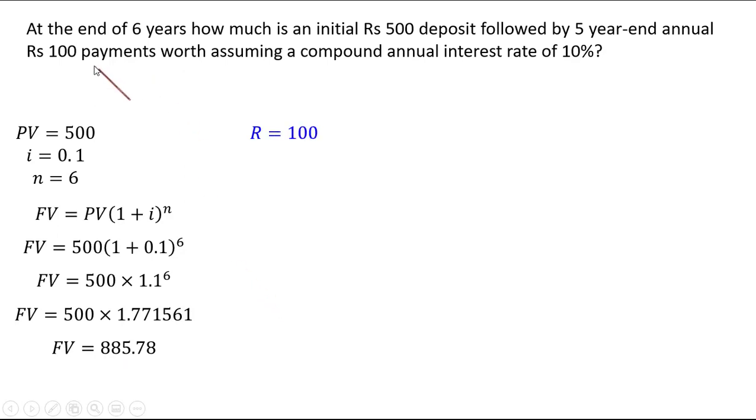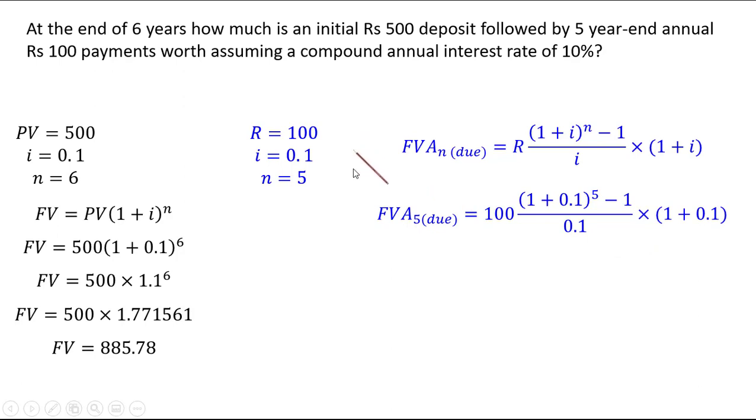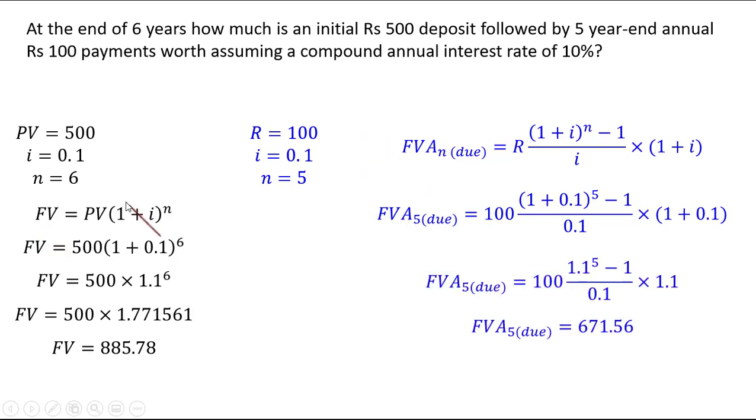But then I'm going to make an annuity payment of rupees 100 but after 1 year for 5 years. So the rate of interest is 10, number of years 5. I'm going to use the formula for annuity due, because first I'm going to make a payment and then the 5 years are going to start. Again, substitute in all these numbers to get 671 and 56 paisa.